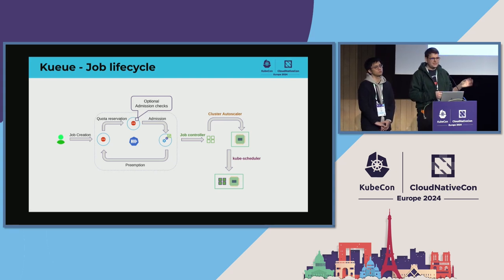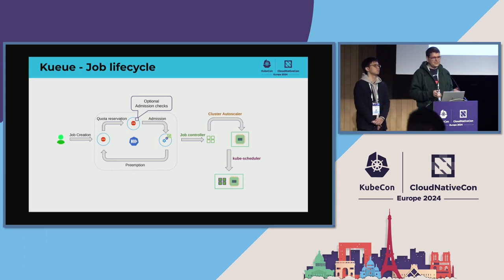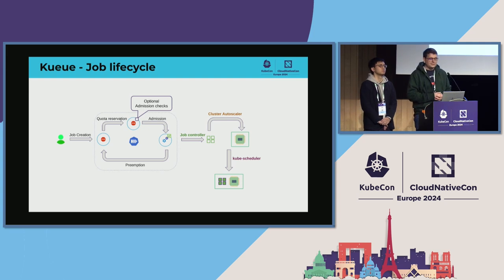So once the quota is reserved for the job, we have an additional optional check for admission check. So this is basically a plugin mechanism that lets you inject your own logic before admitting a job. And once the admission checks are fulfilled, the job starts to run and the job controller creates the pods. The job still can be preempted, like stopped by Q, if another higher priority job comes in. But in the happy path, the cluster autoscaler takes over and creates nodes for the pods. And finally, Kube scheduler binds the pods to the nodes.